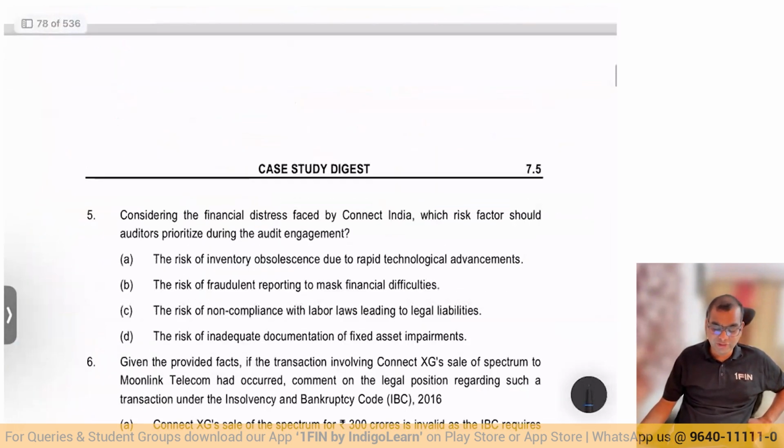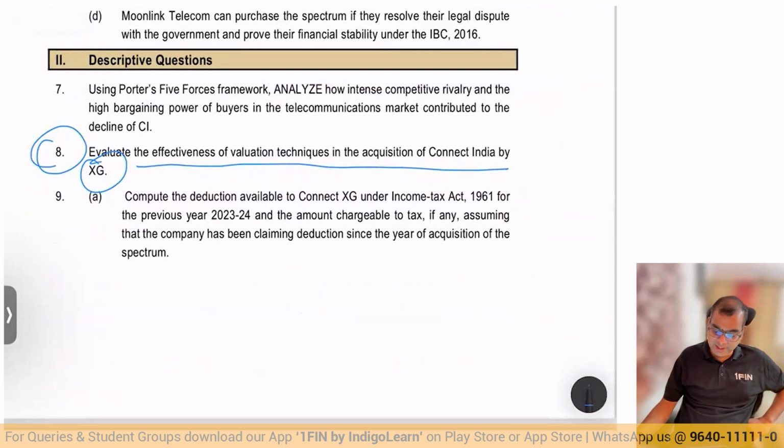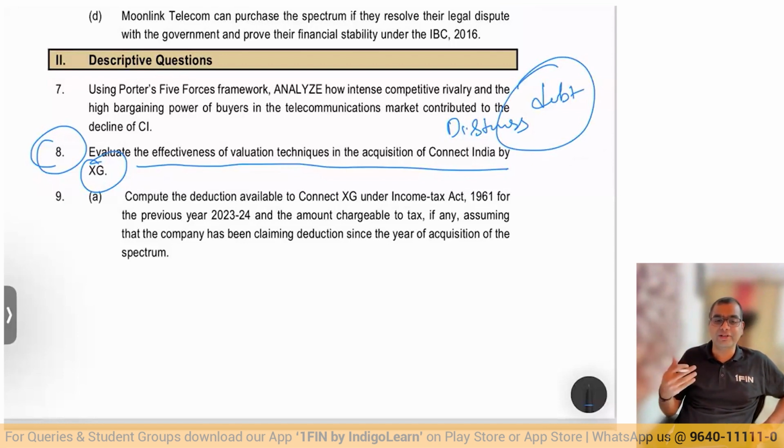Question 8: Evaluate the effectiveness of valuation techniques in the acquisition of Connect India Limited by XG. So what are the valuation techniques that you use? Okay, so any thoughts on this? One thing is very clear: this particular company is under some kind of distress. There is a lot of debt. Now the acquirer would have used techniques that are relevant.